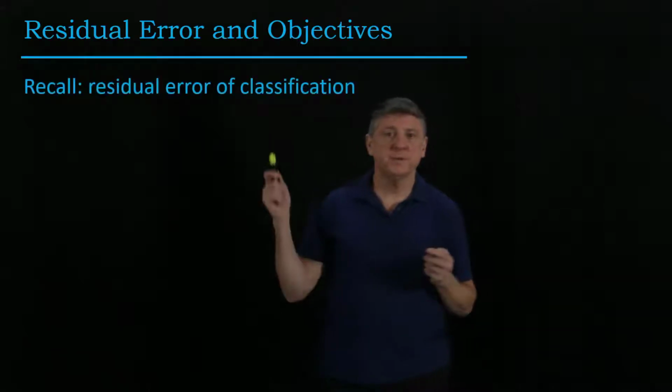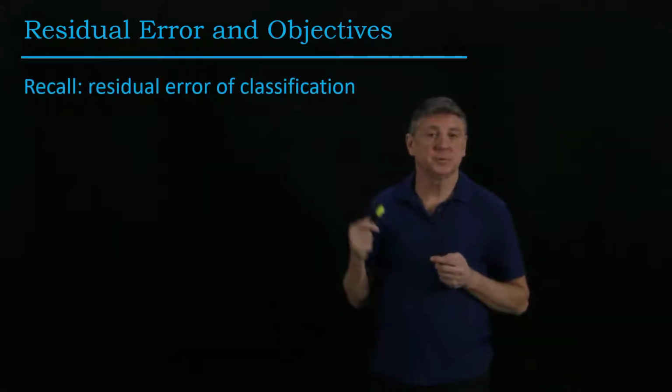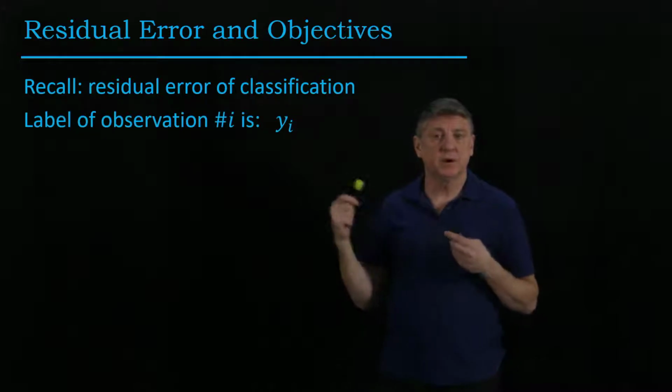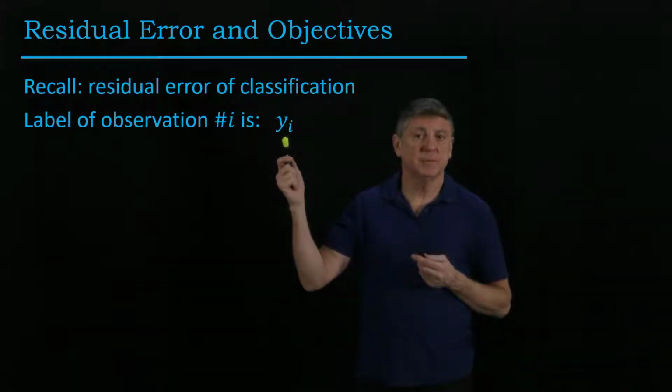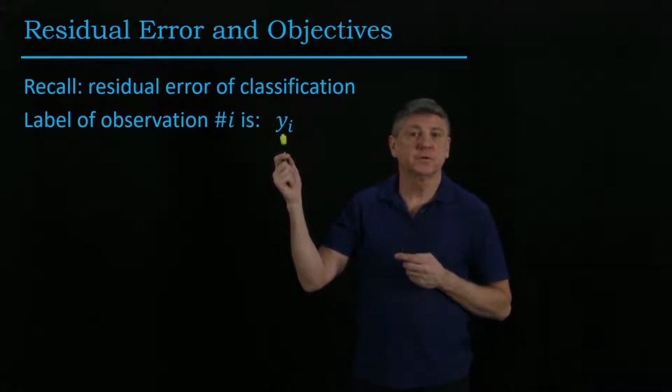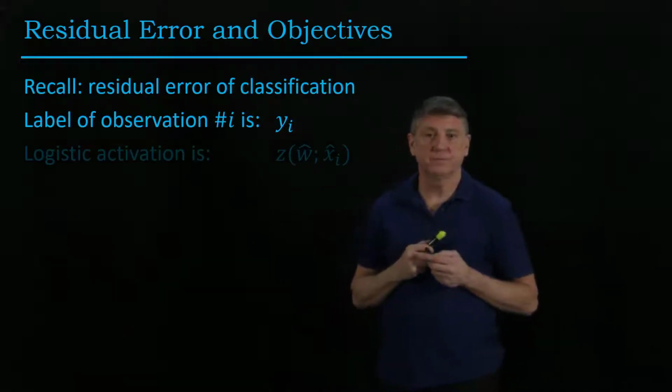Welcome. In this session in linear data analysis, we'll explore two ways that we can formulate the residual error for an artificial neuron that has a logistic activation function. Let's begin by recalling what we mean by residual error. What we mean is that observation number i has a label that's represented as y sub i, and in artificial neurons this value is either 0 or 1.